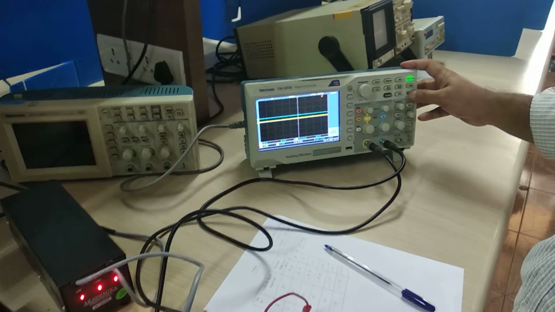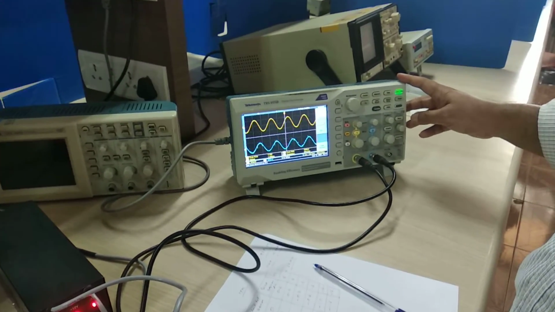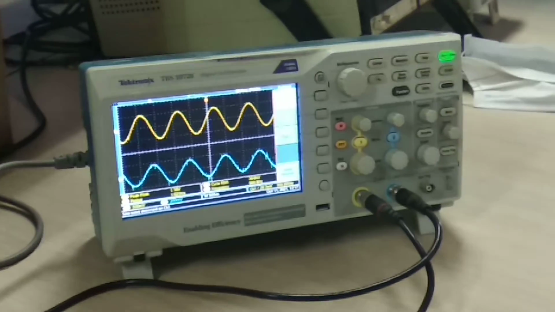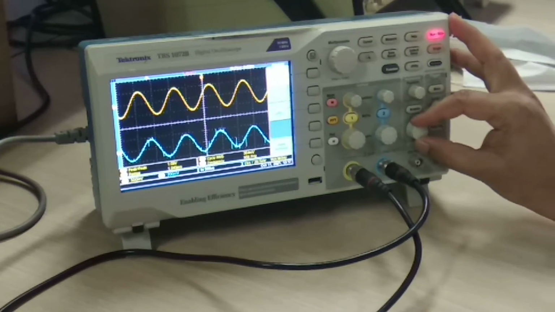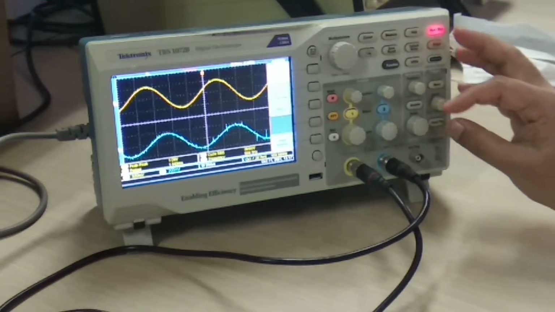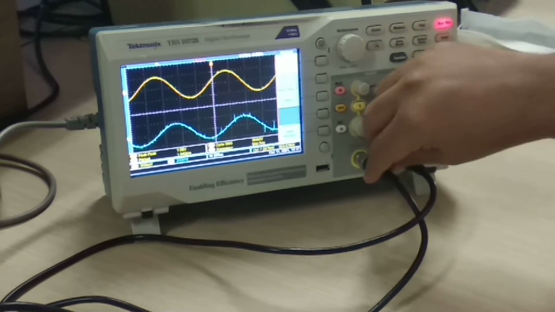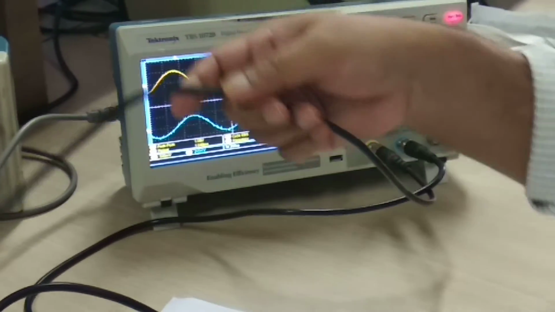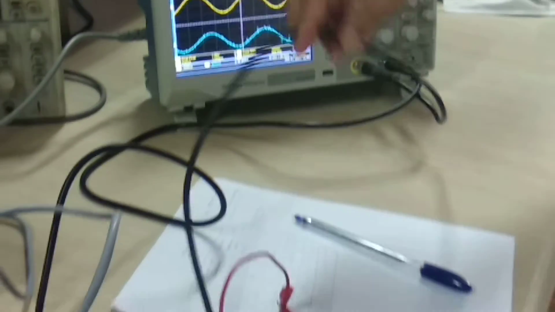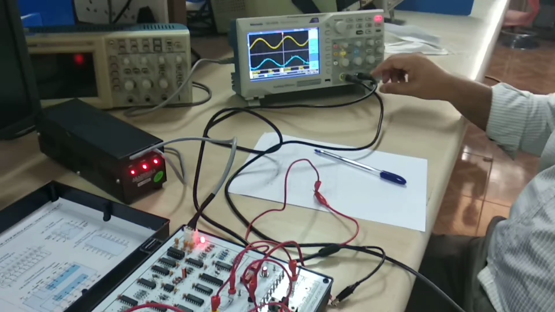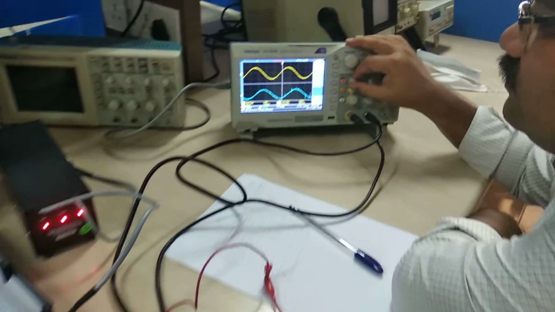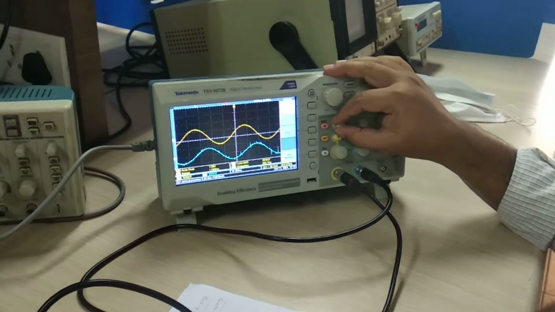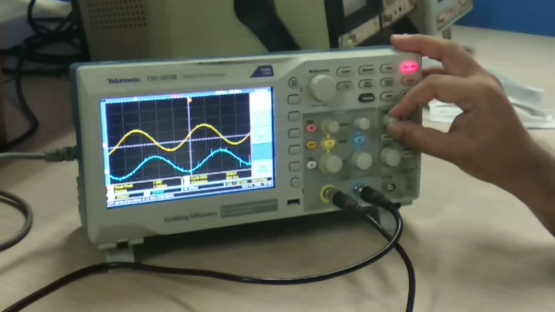So we can just do the auto save. Okay, so here I'm getting these two pulses. One is input and the other is the output. Channel 1 is the input, and channel 2, the blue one, is the output. Now we can see the phase difference. I'll just align this so that we can see the phase difference.